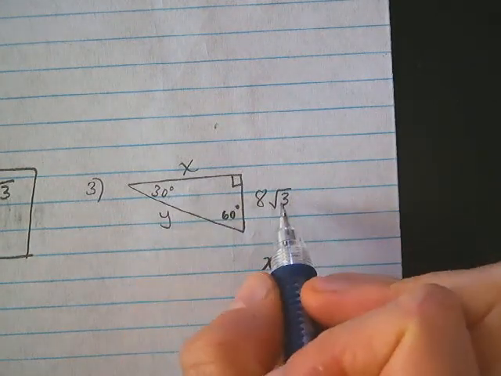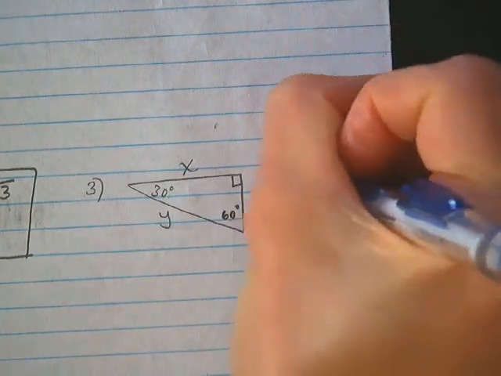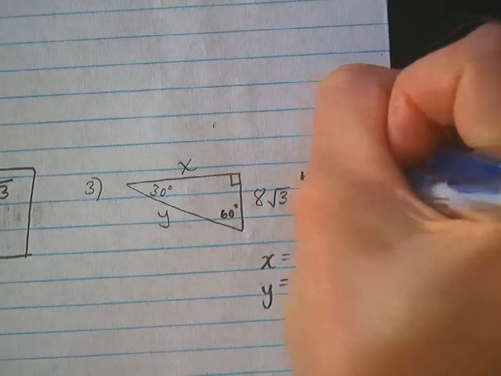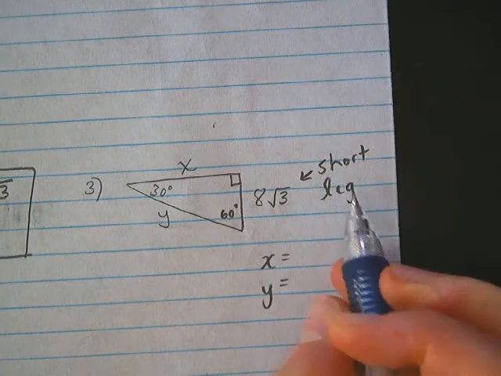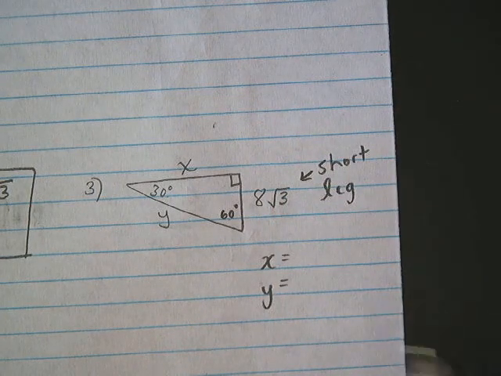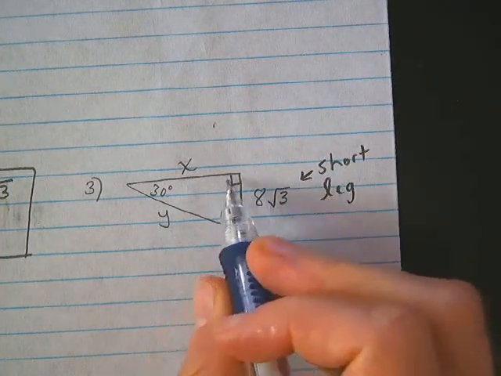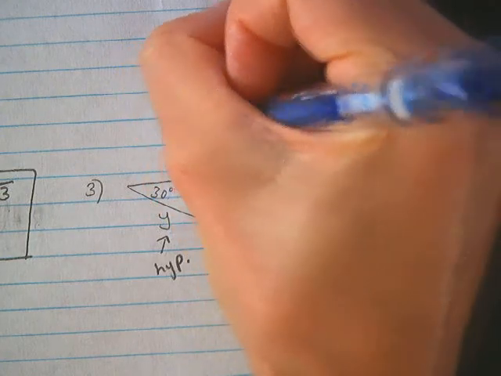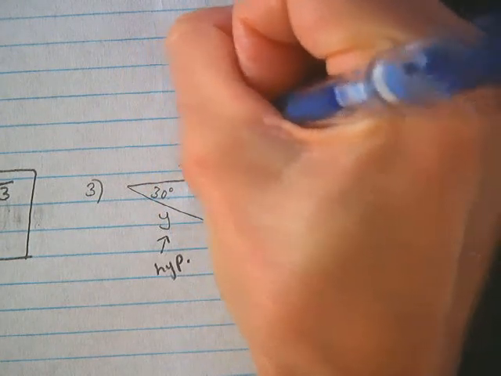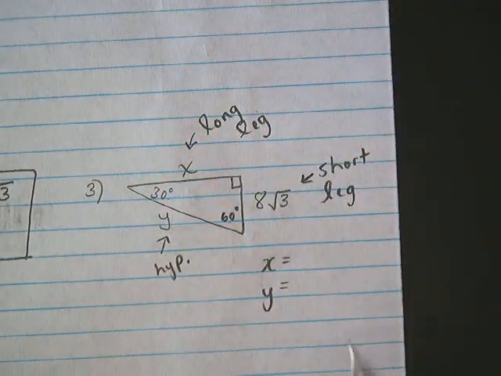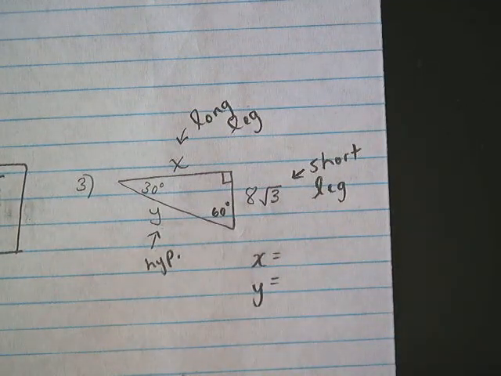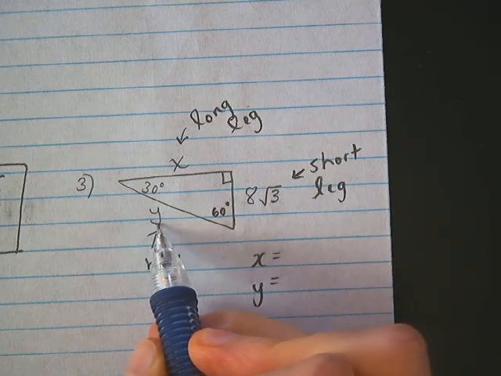All right. So notice that's across from my 30-degree angle. So that means it's the smaller side because it's across from the smaller angle. So it's the short leg. And then the y is across from the 90. So that means that's your hypotenuse. And then the x is across from your 60. So that means that's the long leg. And so a lot of times you'll notice that I find the hypotenuse first just because it's a little bit easier. And so I'm going to find the hypotenuse.